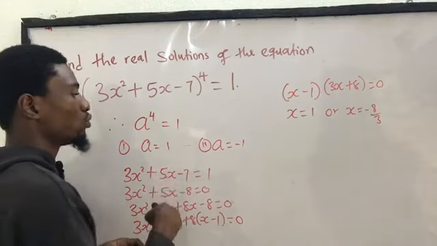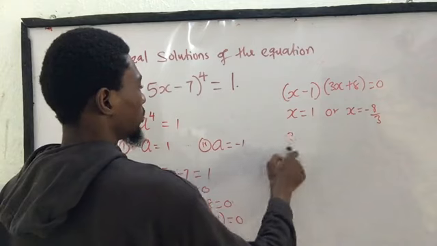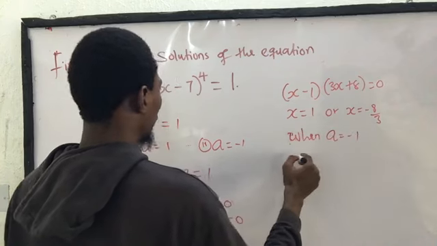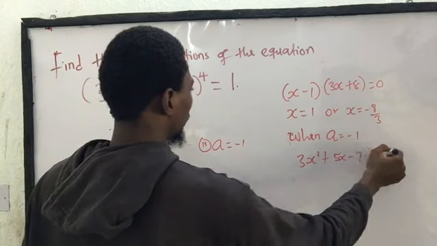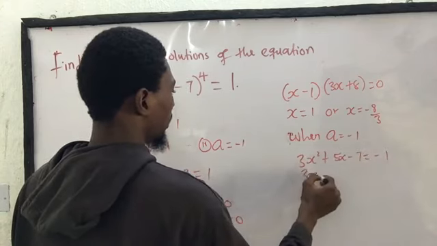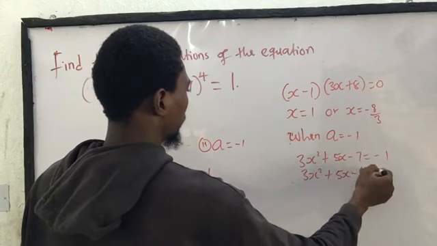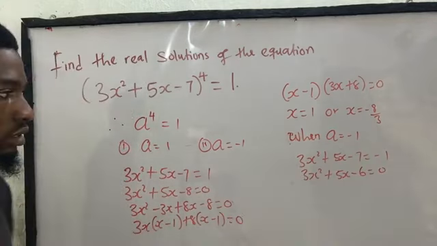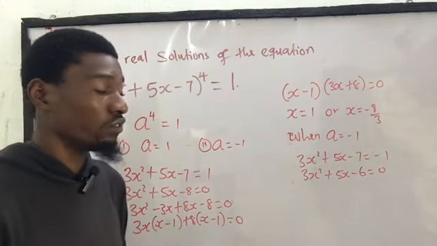Now for the second case, when A is minus 1, so you have 3x squared plus 5x minus 7 is equal to minus 1. So you have 3x squared plus 5x minus 7 plus 1, that is minus 6, is equal to 0. So product of minus 18, sum of 5. I don't think that can be factorized. Okay, we can't factorize that.